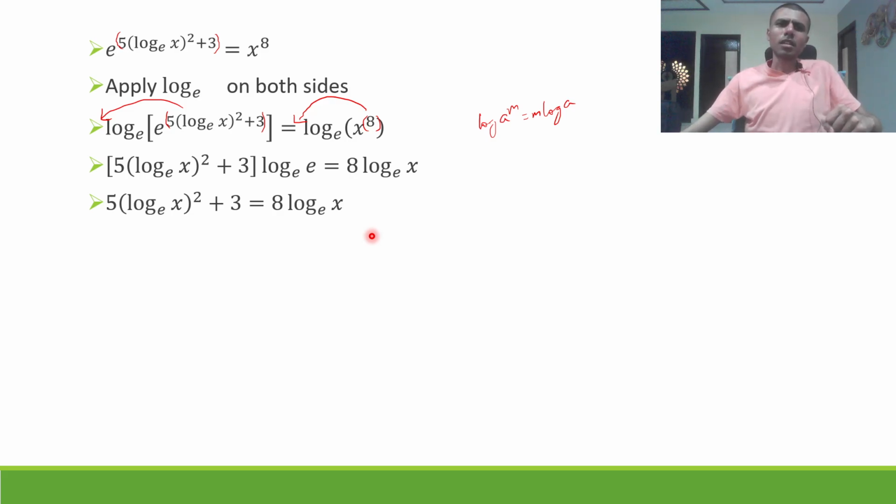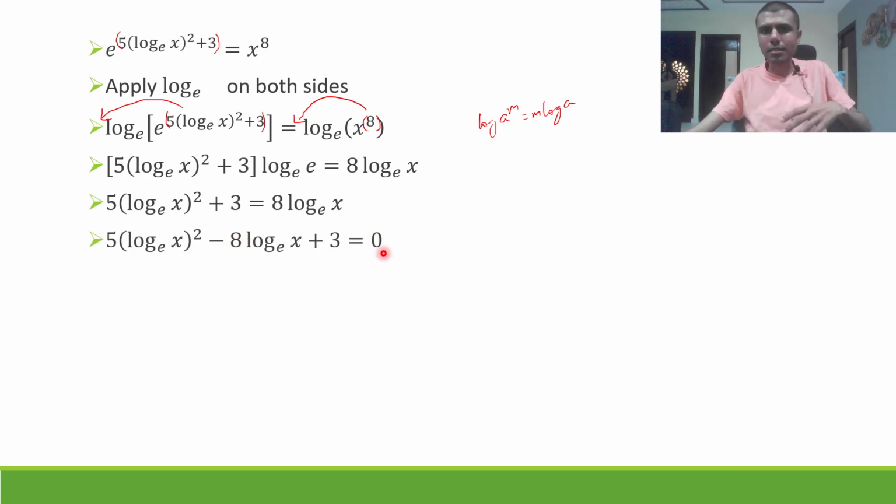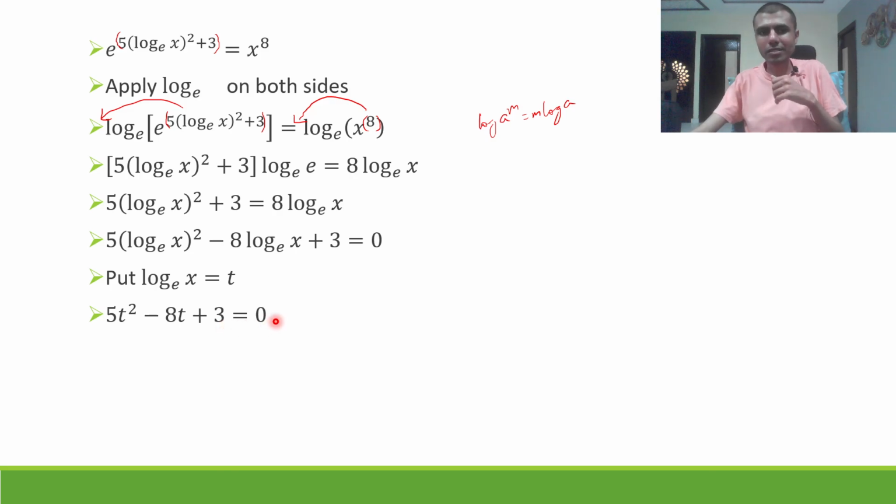Fine. Now let's get this term also to the LHS so that we get 0 in the RHS, which is kind of standard for us to solve equations. Now what can we do? We can take log x as t. So what will I get? 5t square minus 8t plus 3 equal to 0. I told you in the beginning, right, this looks like a quadratic equation.